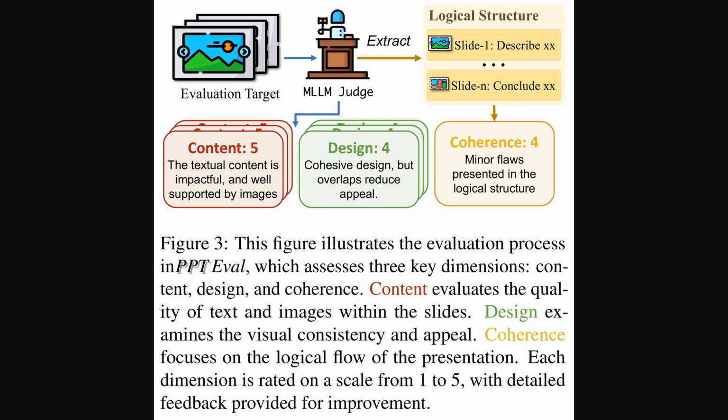An MLLM, or multimodal large language model, is a type of AI that can understand and process different kinds of information at once, like text and images. This MLLM judge then assesses the presentation based on those three key dimensions we touched on earlier: content, design, and coherence. As the figure shows, it gives a score from 1 to 5 for each, along with specific feedback. Like, for design, it might say cohesive design, but overlaps reduce appeal. For coherence, it also looks at the extracted logical structure of the presentation. This whole process helps to give a really detailed picture of the presentation's quality.